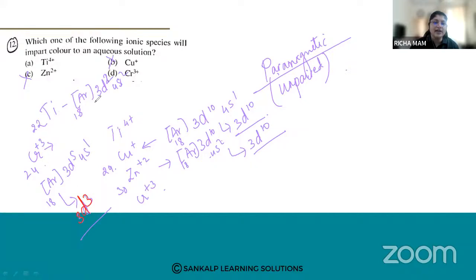So let us write for titanium also +2. +2, here it will be, no, +4, no, titanium is +4. So it will be a 3d0 system. So this is also wrong. So chromium is the correct answer.